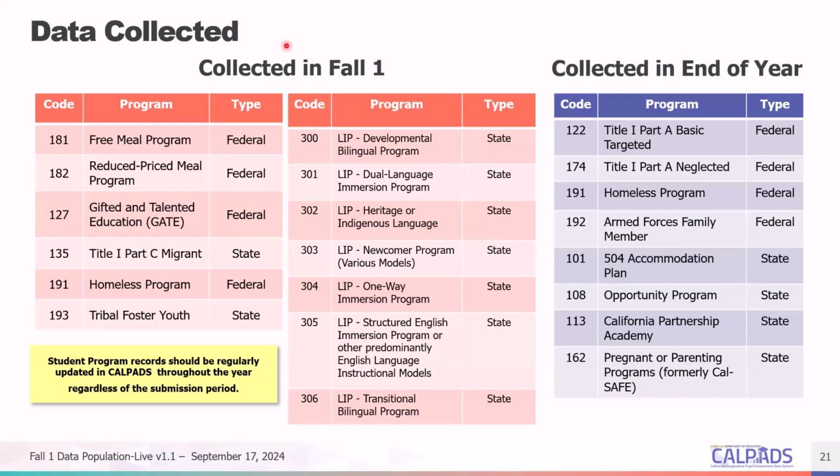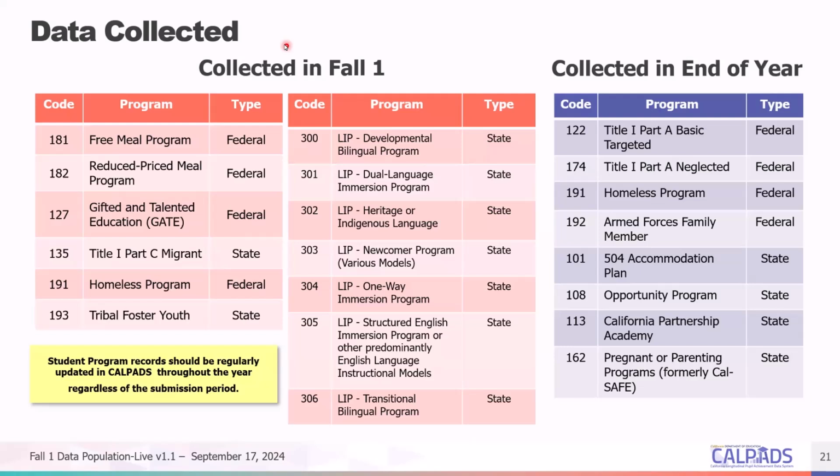So for example, free or reduced price meal program records or FRPM records using codes 181 and 182, gifted and talented education or GATE programs using code 127, homeless students with program code 191, and tribal foster youth with program code 193 will all appear, or are all expected to appear, on your Fall 1 reports. And this is in addition to the various language instruction program or LIP codes.